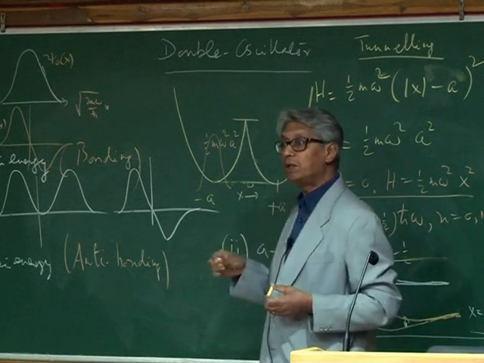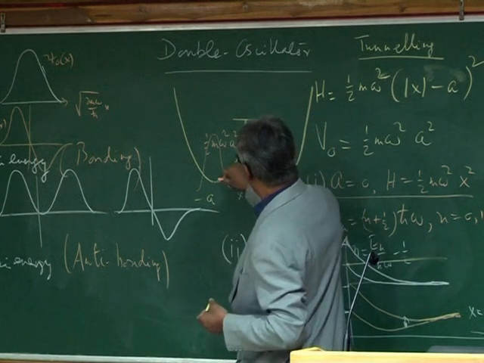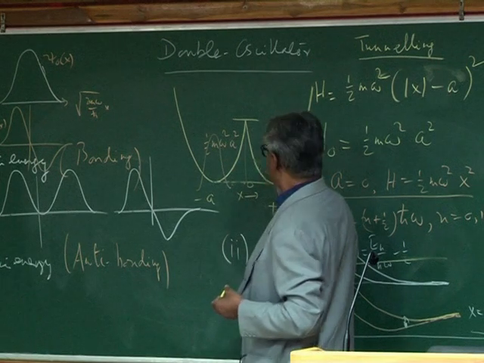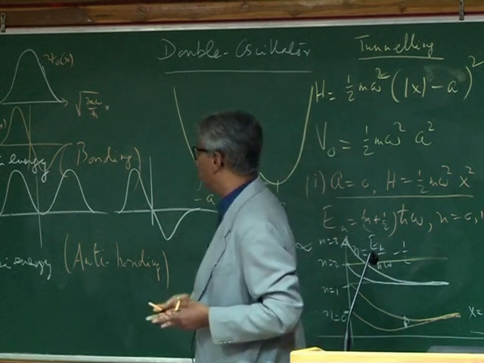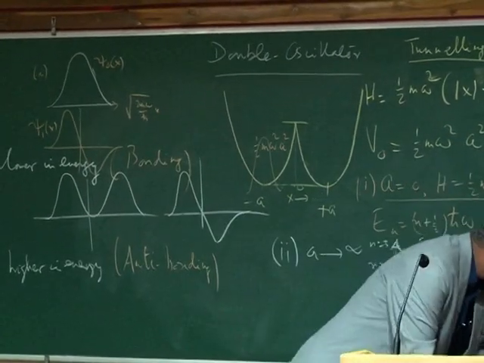Classically, this behavior is prohibited because you have a barrier in between. But quantum mechanically, the wave function can leak, because the barrier is not infinitely high. And if the wave function leaks, you have the possibility of tunneling. So how do we put all these things in a mathematical form?